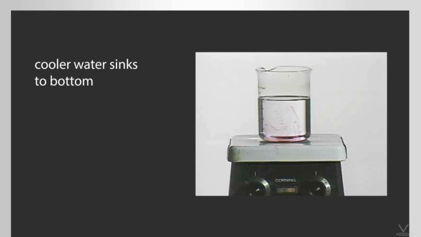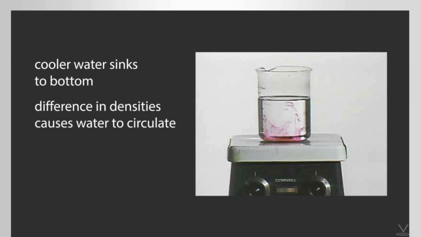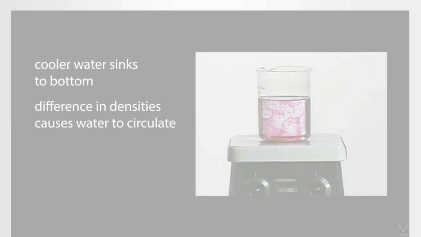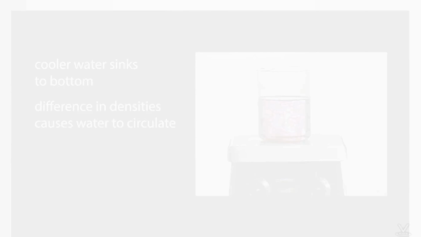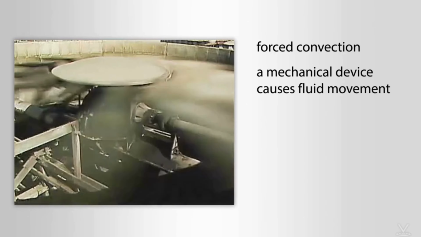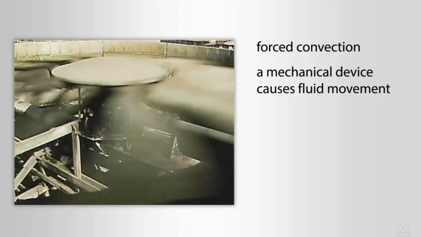At the same time, the cooler water, which is denser and heavier than the warmer water, sinks to the bottom of the container. With natural convection, the difference in densities of the warmer water and cooler water causes the water to circulate in the container. This circulation helps to transfer heat throughout the water. During forced convection, heat transfer occurs when a mechanical device, such as a pump or a fan, causes the fluid movement. In this process, air is being moved through the heat exchanger by a fan.